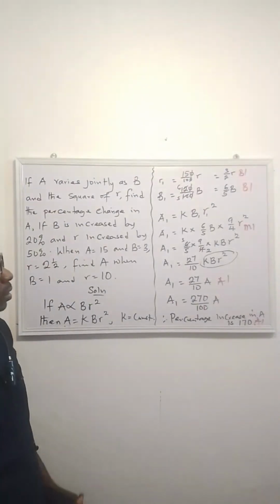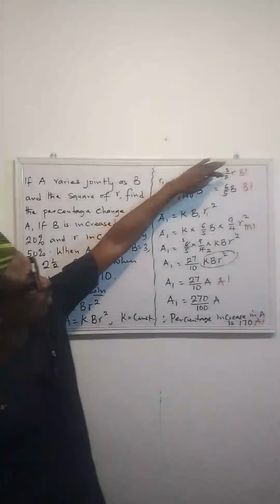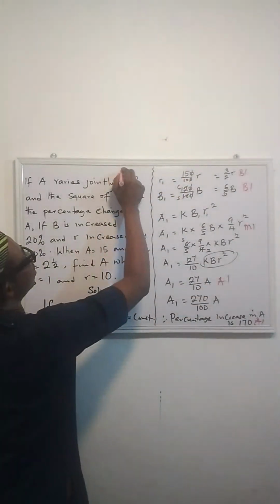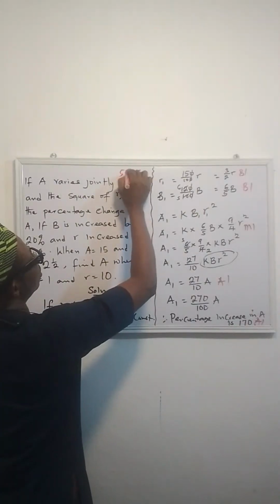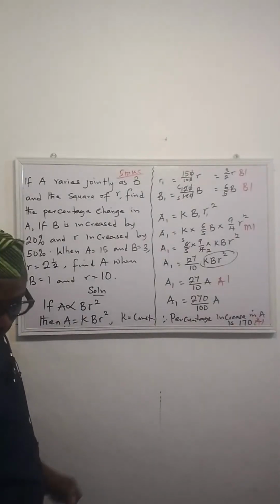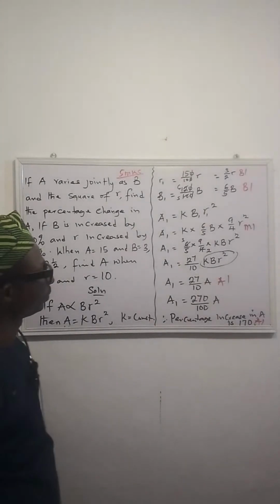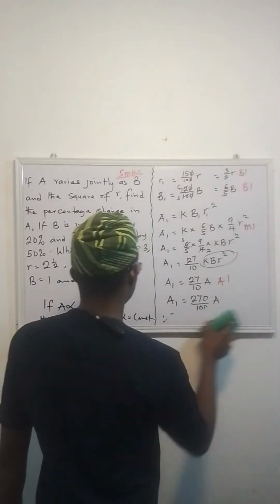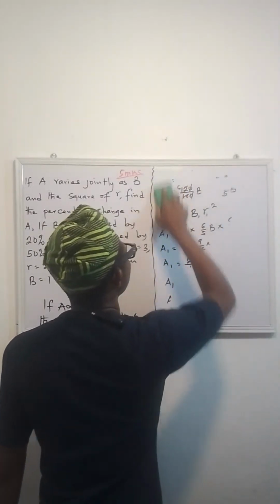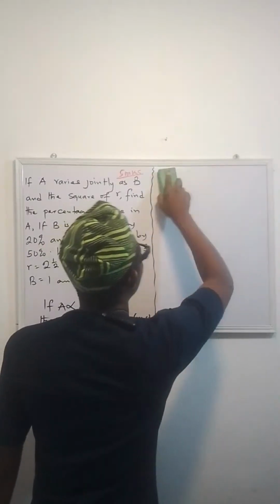So total for the first part of the question, we have 1, 2, 3, 4, 5. So we have 5 marks. Okay. So now let's look at the second part of the question. Now, the second part of the question.